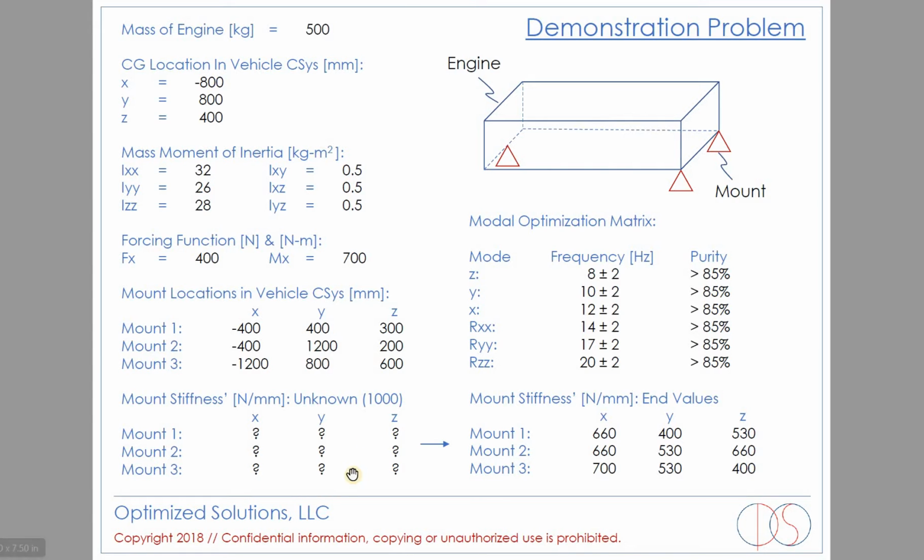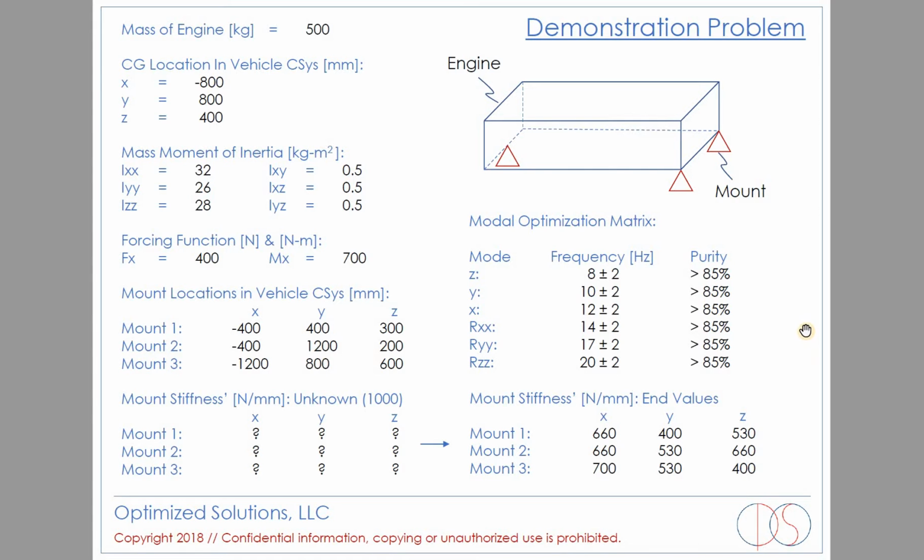The mount stiffnesses here are unknown. We do not know what the mount stiffnesses are. And what we are trying to do, our objective function here, is that the vehicle NVH engineers have determined a modal optimization matrix that this vibratory system must comply with.